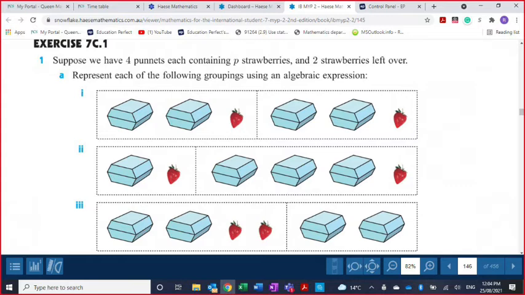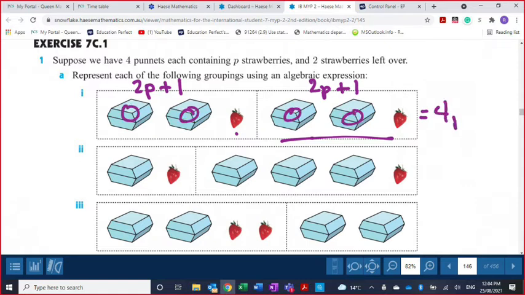Suppose we have 4 punnets, each containing p strawberries, and 2 strawberries left over. Represent each of the following groupings using an algebraic expression. Okay? Well, first we're going to do it individually. If we're looking at this box first, we have 2 punnets plus 1 strawberry. Then we're going to do this one. On this side, we have 2 punnets plus 1 strawberry. Then we're going to put them all together. That's 1, 2, 3, 4 punnets and 2 strawberries.